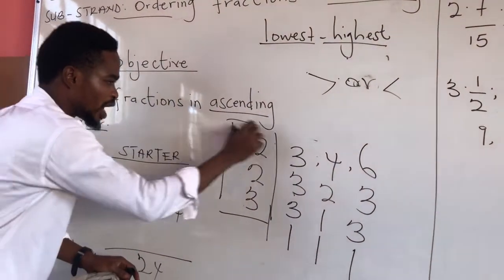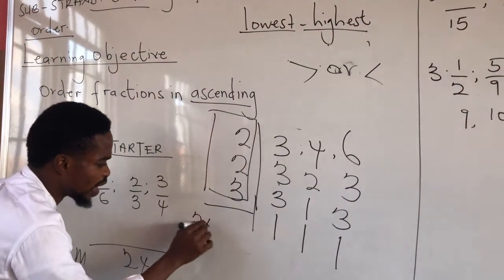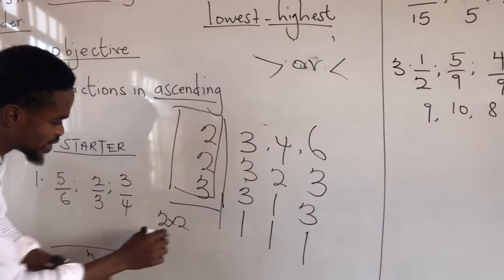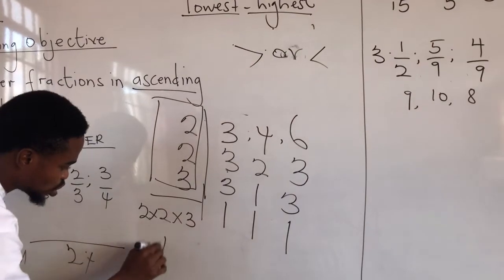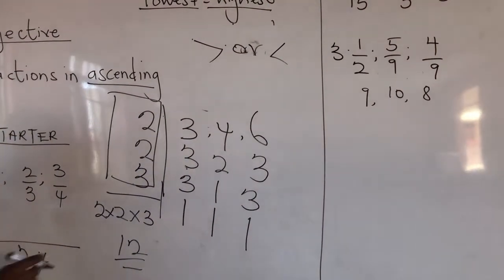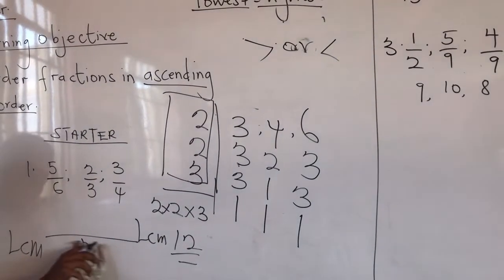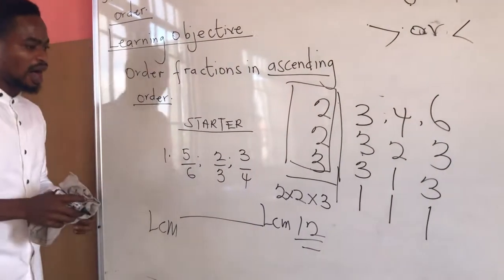So this is what I am looking for. I multiply 2 times 2, which gives me 4. 4 times 3 will give me 12. Do you understand? So this is the LCM.